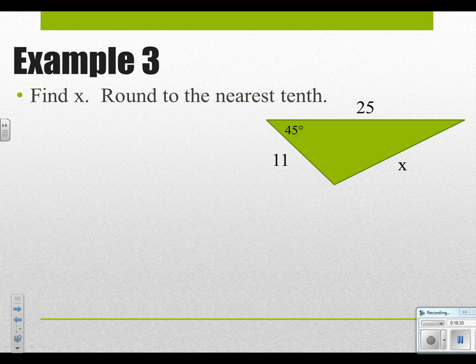Ignore the x for a second and look at the 11, the 45, and the 25. Why is it okay to use law of cosines? Because I've got side angle side. Yes, write that down. We got side angle side. So this is kind of textbook classic law of cosines. Exactly what it needs to be.